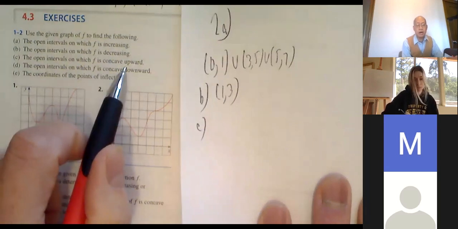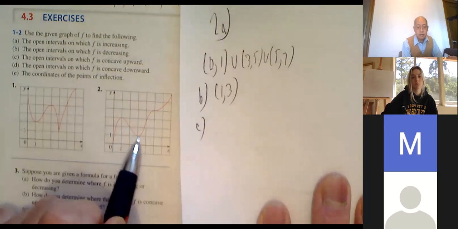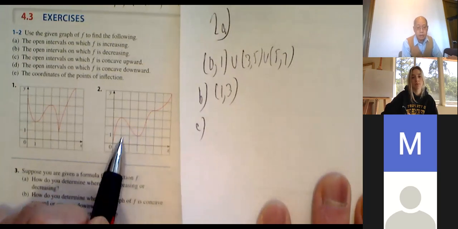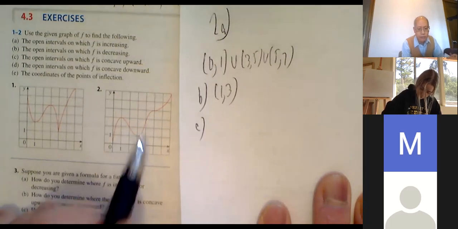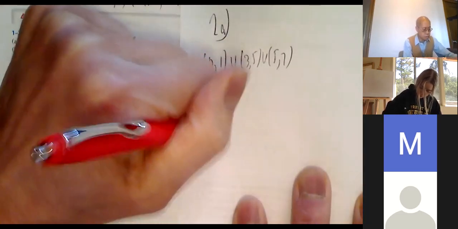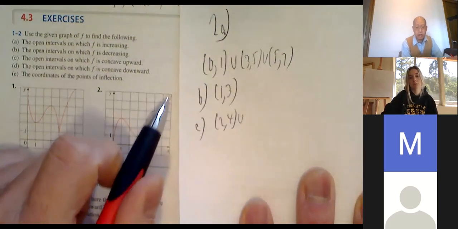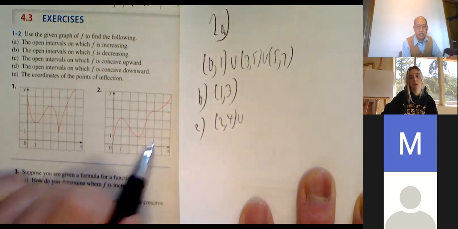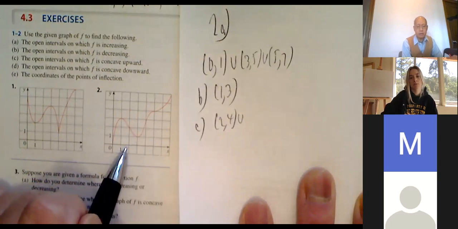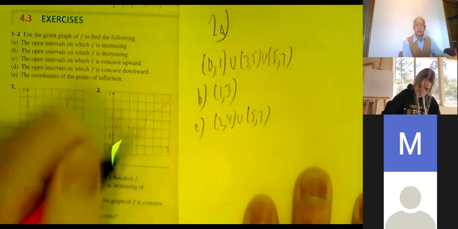Concave up, U shape. Let's see, right here, right? U shape. So that would be between, where is that? 2 and 4. And where else is it U shape? Right here. So what is that? 5 to 7? I wish they put the numbers there. 2, 3, 4, 5. 5 to 7. U shape.